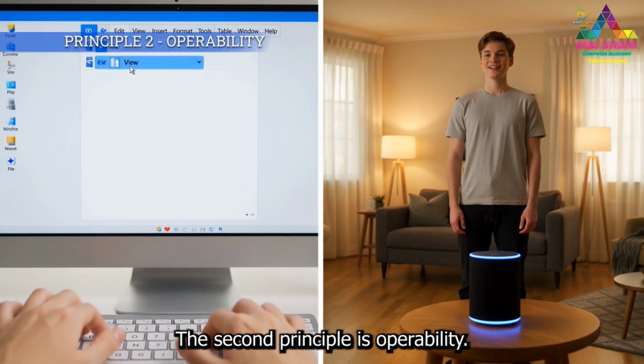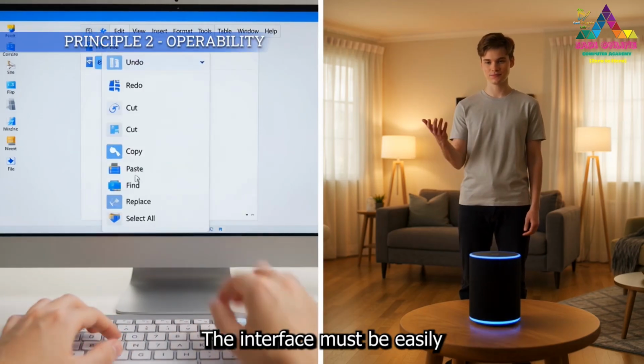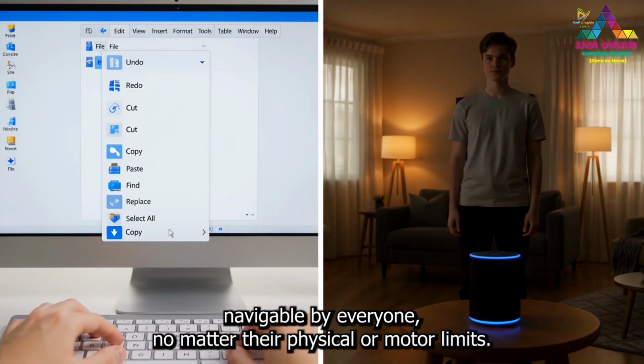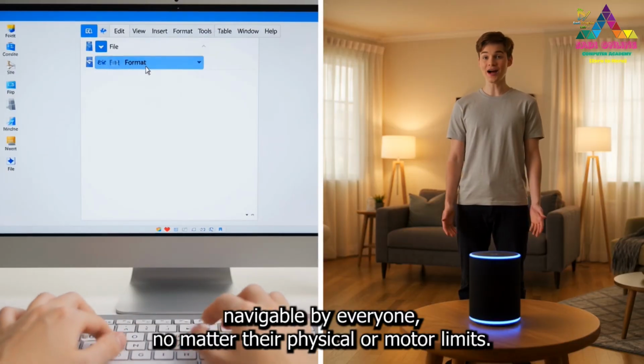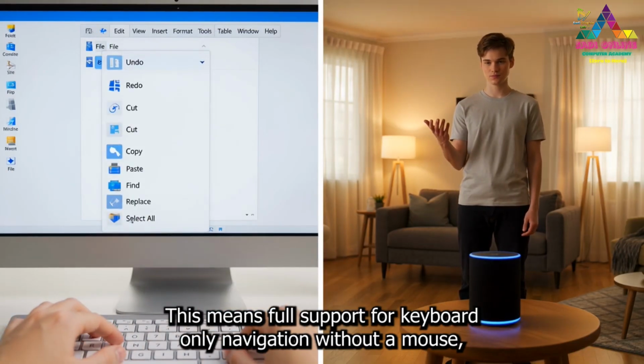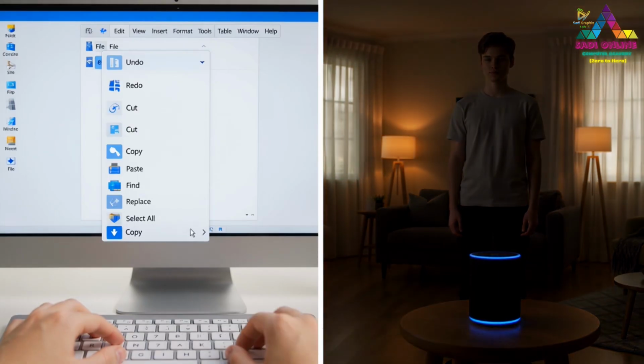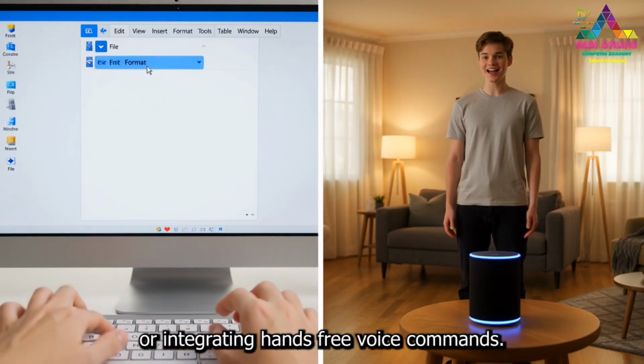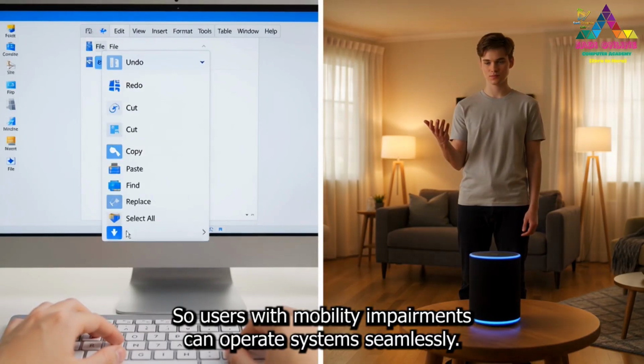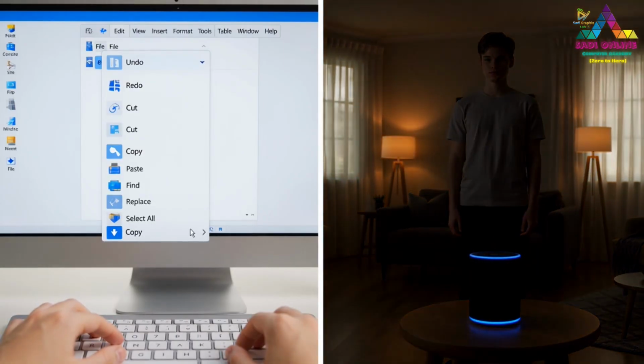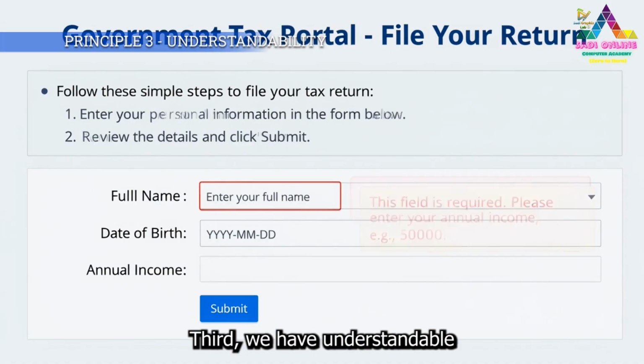The second principle is operability. The interface must be easily navigable by everyone, no matter their physical or motor limits. This means full support for keyboard-only navigation without a mouse, or integrating hands-free voice commands so users with mobility impairments can operate systems seamlessly.